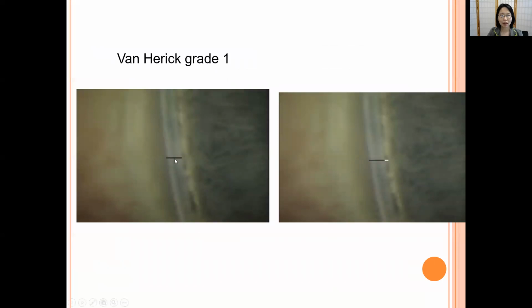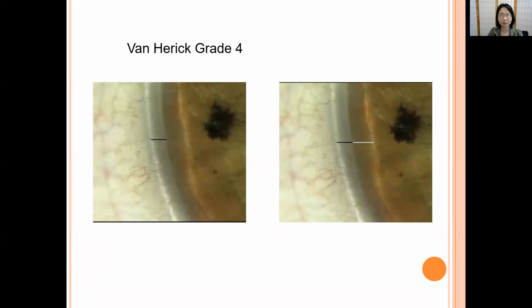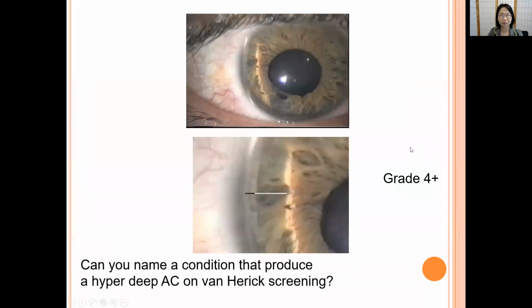First, you measure how much of the beam is going through the cornea. And this is a grade 1, where only a quarter of that beam is between the cornea and the iris, in other words, in the anterior chamber. And this is a very shallow anterior chamber. Whereas this is a grade 4, where more than one thickness of the corneal beam is shown up here. So this is the ray of light on the cornea. Here's the ray of light on iris. And you can see there's a big gap in between.